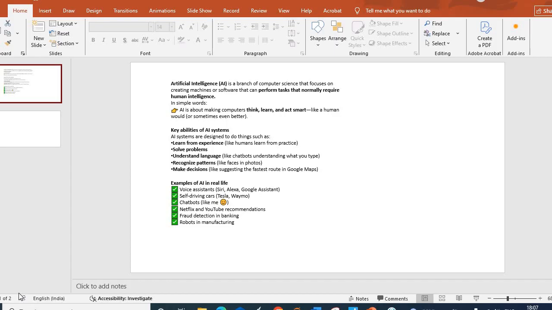Examples of AI in real life: Alexa, Siri, everyone uses them. Self-driving cars, Tesla in the US is already there. Chatbots like ChatGPT, and Netflix and YouTube. Fraud detection in banking, robots in manufacturing. So in banking also there's a lot of it. One of the recent examples is Copilot.